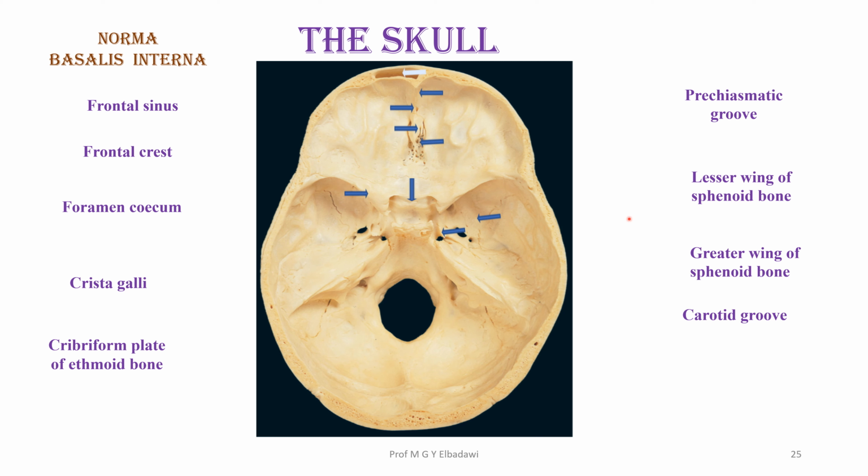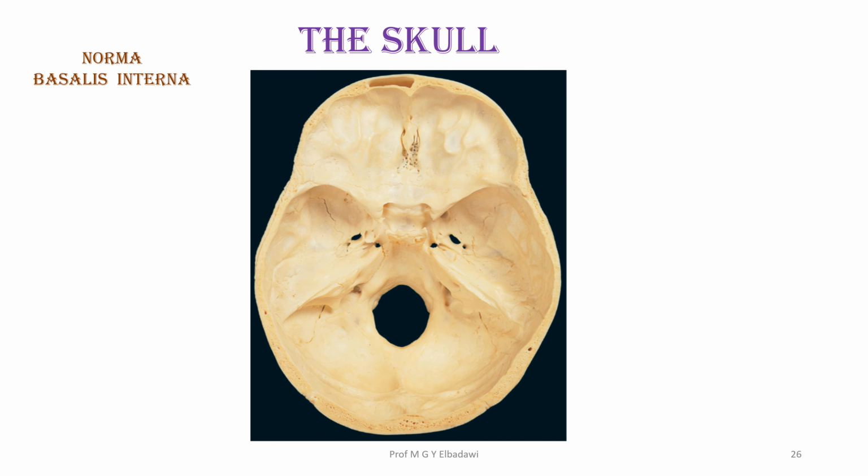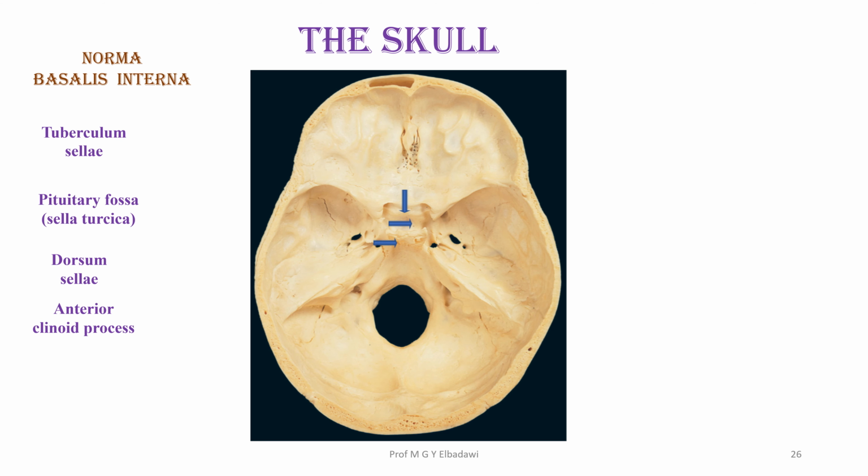That is the carotid groove on the medial side of the body of the sphenoid, holding the internal carotid artery. And this is the orbital plate of the frontal bone. To continue on the norma basalis interna, that is the tuberculum sellae, which is the anterior part of the pituitary fossa or the sella turcica. That is the dorsum sellae, which limits the fossa from behind. That is the anterior clinoid process, and this is the posterior clinoid process on each side of the dorsum sellae.